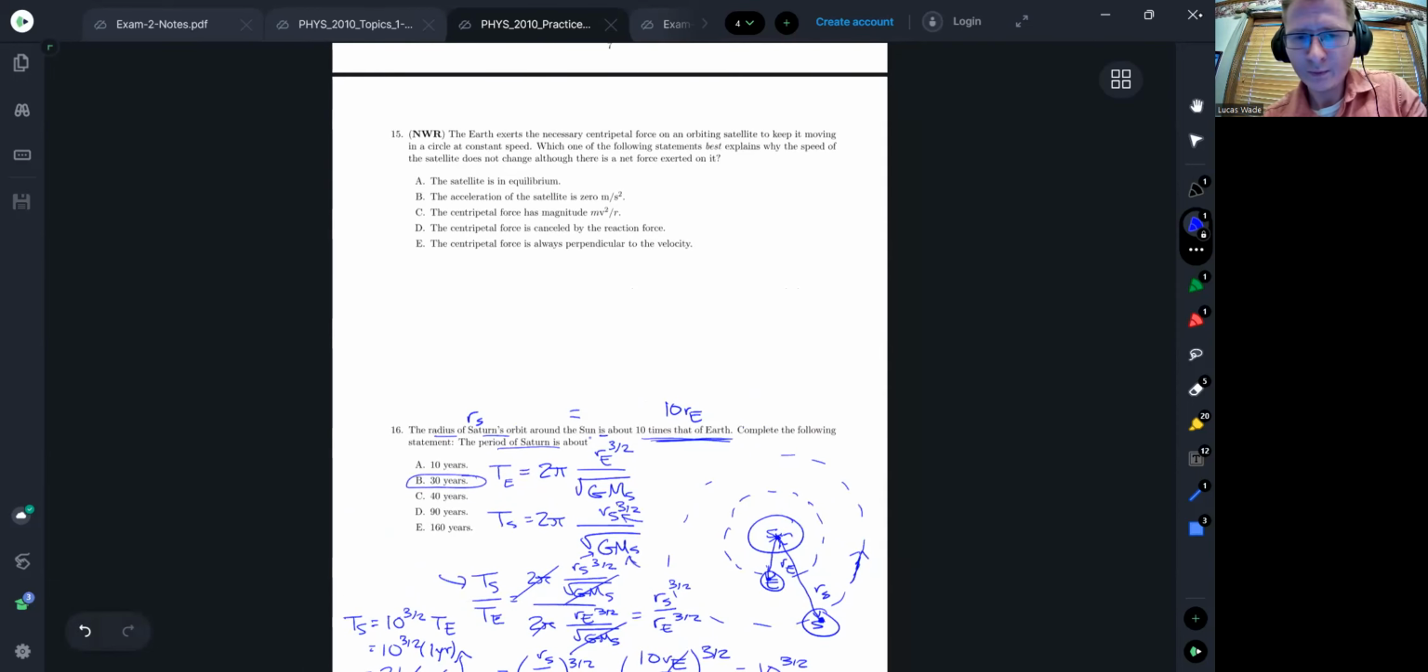Okay. Any other ones we want to go through? Do you think we have to write on our cheat sheet the mass of Earth and Sun, the radius and stuff like that? Those will be given if they're needed. Okay. Thank you.